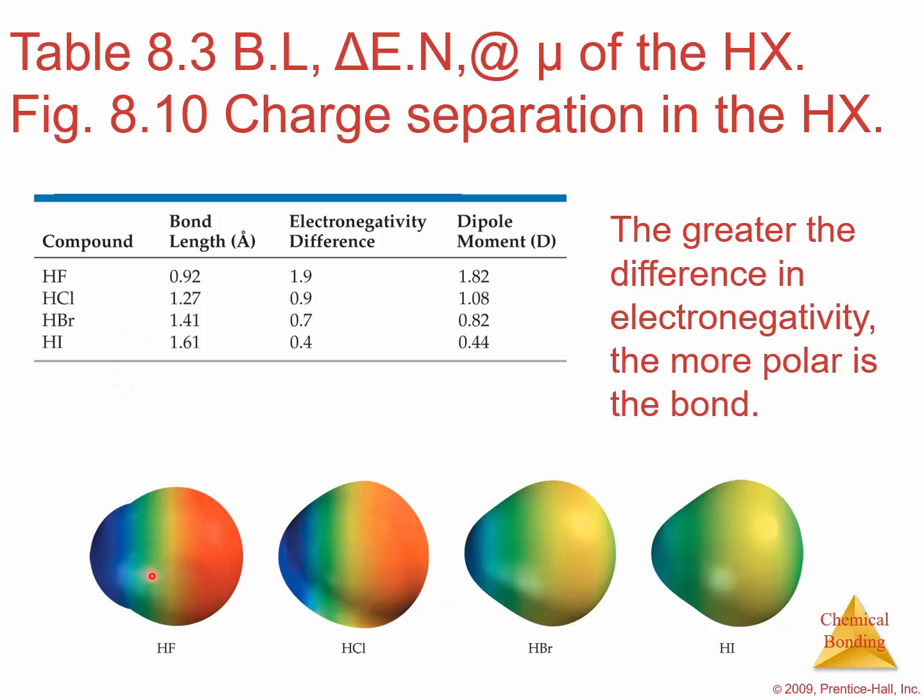In HF here, the strongly electronegative fluorine pulls much of the electron density away from hydrogen. Now in HI, the iodine being much less electronegative than fluorine does not attract the shared electrons as strongly, and consequently there is far less polarization of the bond. End of part 2 in chapter 8.